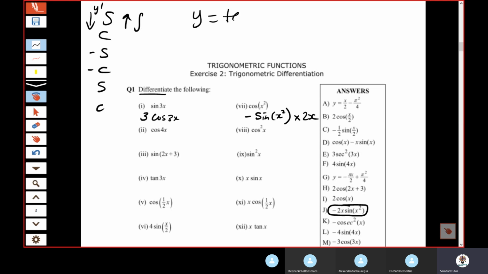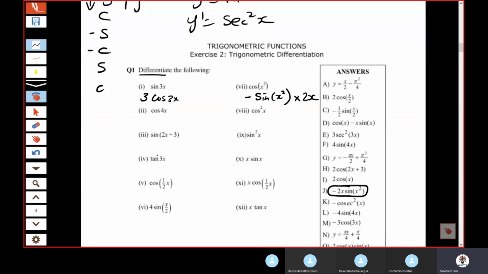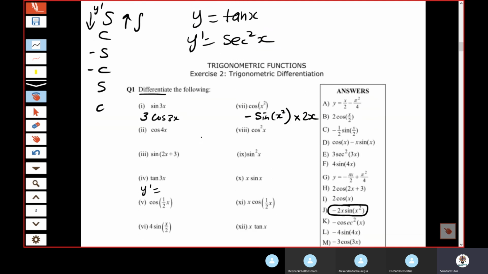If you have tan, the derivative of tan is sec squared x. So what's the answer to tan 3x when you differentiate it? Come on. The angle never changes. Yep, it becomes sec squared 3x times by 3. Beautiful work. That's it.